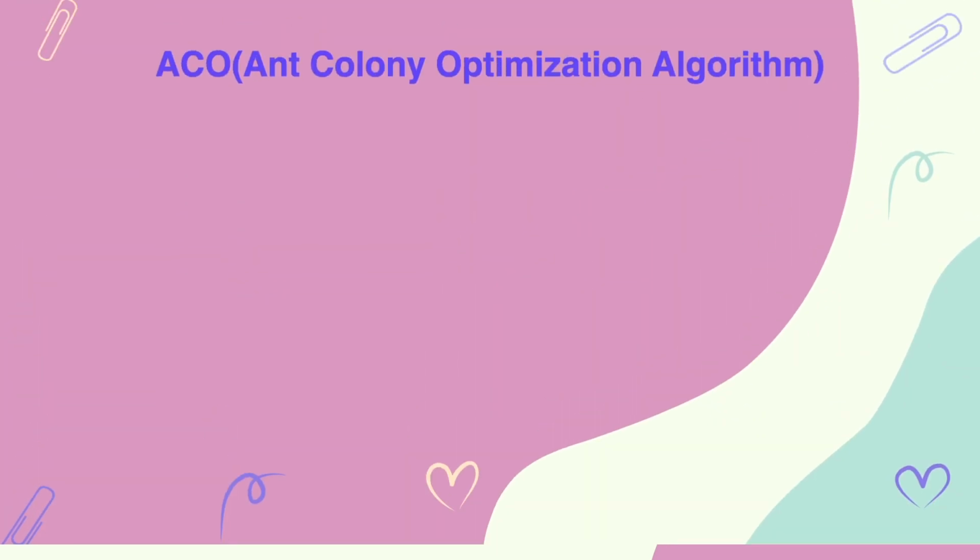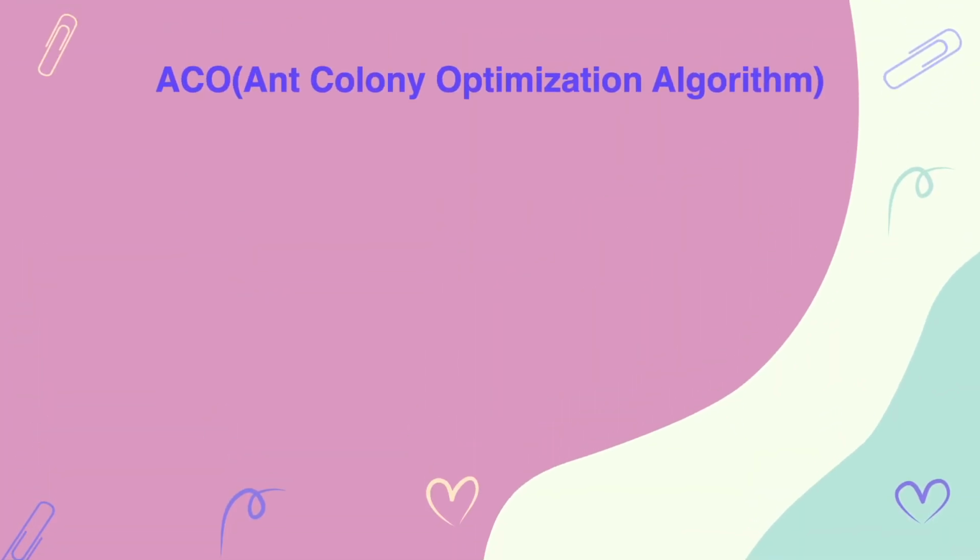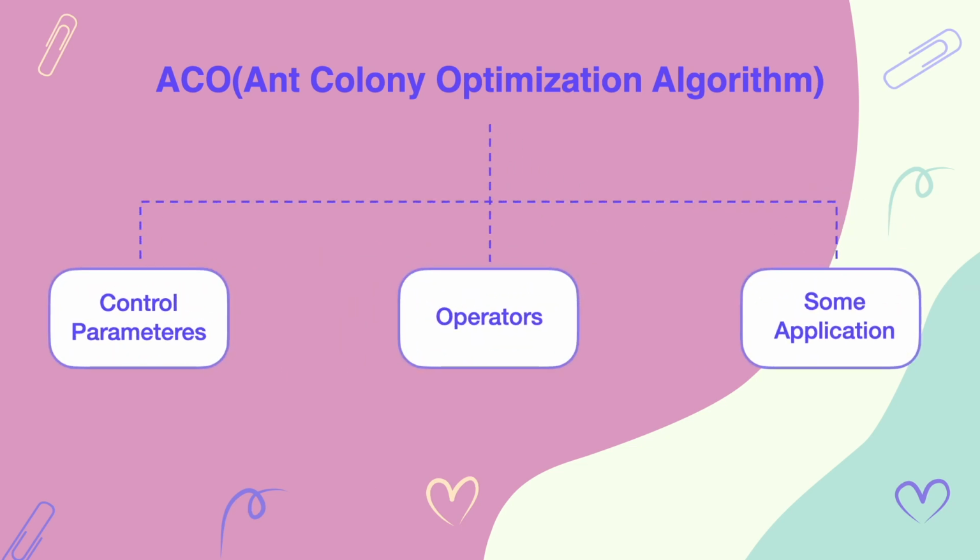Now let's discuss the ACO algorithm. In this algorithm, there are 2 operators. The first is pheromone update measure and the second is trail evaporation. And it has 3 control parameters. The first is the number of ants, the second is the pheromone evaporation rate, and the third is the number of iterations. There are many applications of this algorithm, for example TSP, job shop scheduling problem, vehicle routing problem, dynamic problem of network, quadratic assignment problem and many more.